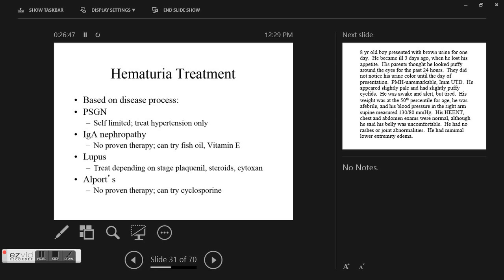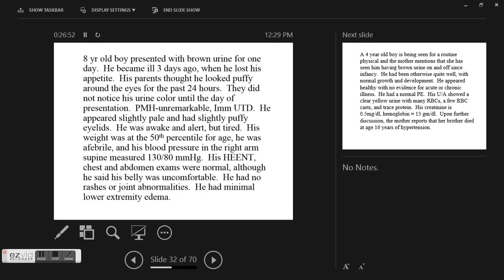An 8-year-old comes in with brown urine for one day. He became ill 3 days ago and lost his appetite. His parents thought he looked puffy around the eyes for the past 24 hours. They didn't notice his urine looking different until today. He's otherwise healthy, immunizations up to date, a little pale, maybe a little puffy in the eyes, weight at the 50th percentile, blood pressure a little high, everything else normal, and maybe a little edema. What are you thinking? IgA. Very good.